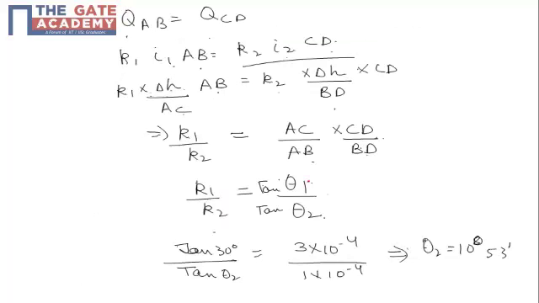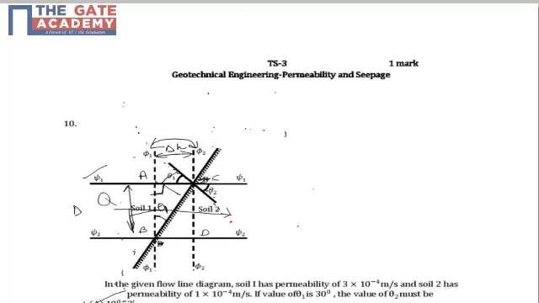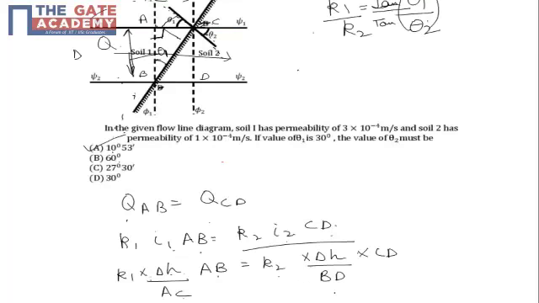So it comes out as tan theta 1 upon tan theta 2, which upon simplification gives theta 2 as 10 degree 53 minutes. In a nutshell, the formula becomes K1 upon K2 equal to tan theta 1 upon tan theta 2, not just theta 1 upon theta 2. So the correct answer comes out as 10 degree 53 minutes. Thank you.